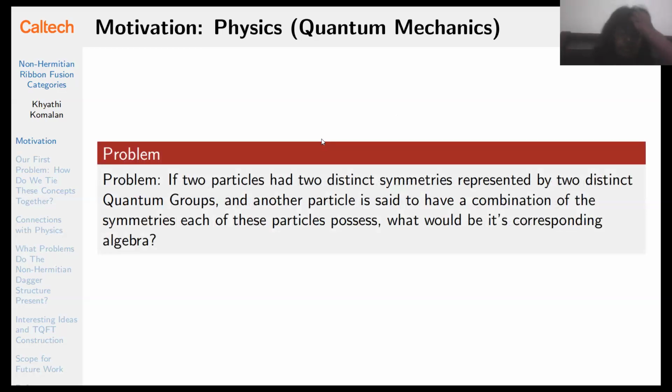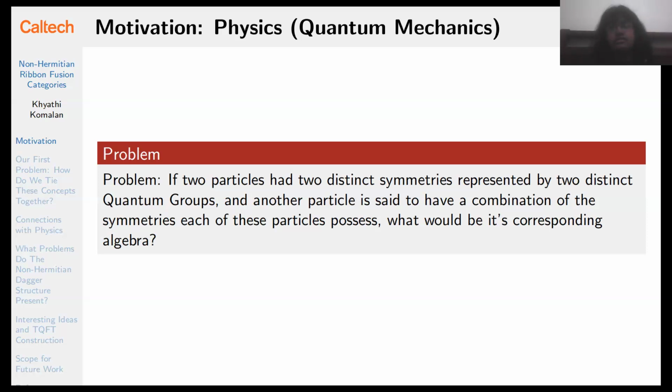So let's think about a problem. If we have two particles and these two particles have different symmetries, these symmetries would be able to be represented in terms of quantum groups. And let's say we have another particle that's a combination of these symmetries. What would be the corresponding algebra is a good question to ask. So say you have two particles P1 and P2 and two distinct symmetries representing them, S1 and S2. Suppose you have particle P3.